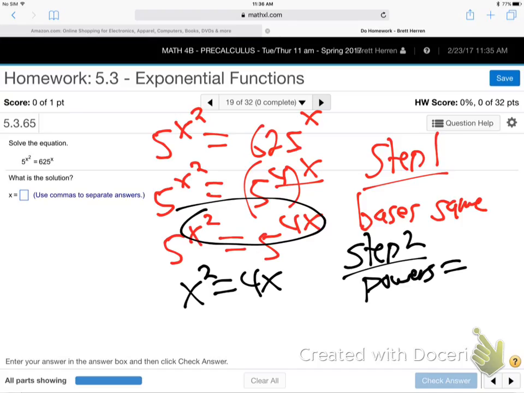So everybody good to there? Everybody good with how we got to there? Made the bases the same. Set the powers equal, right? X squared must equal 4x, or 5 to one of them wouldn't equal 5 to the other if they were different, right? These have to be equal. So now how do we solve that?